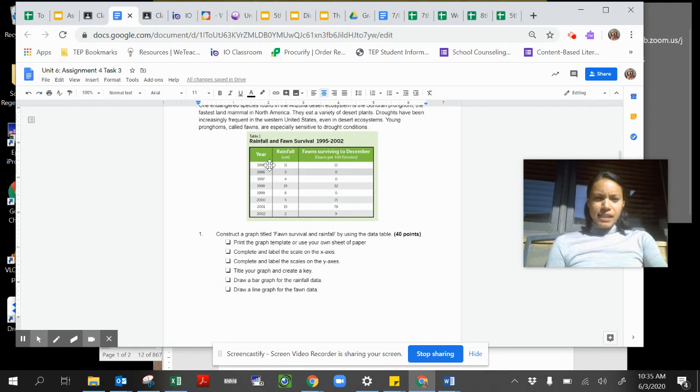And this is the data table that you're going to look at to gather your information and plug it into the graph. The years are the x-axis, and that is graphed toward the bottom. It's horizontal. And then the rainfall as well as the surviving in December are both going to be graphed on the y-axis. So you're going to have one y-axis on the left, another y-axis on the right, very similar to what we did before. I'm going to show you a picture in class, and I can graph it out with you in class.